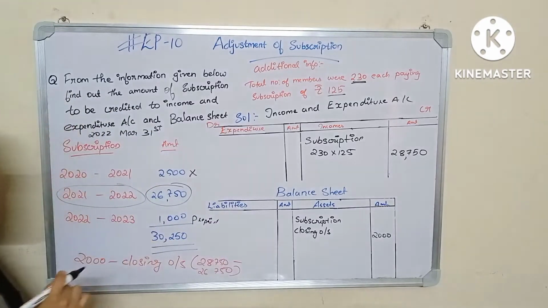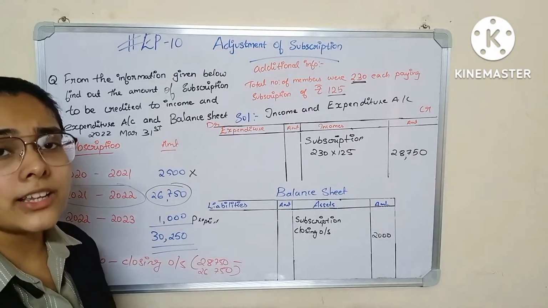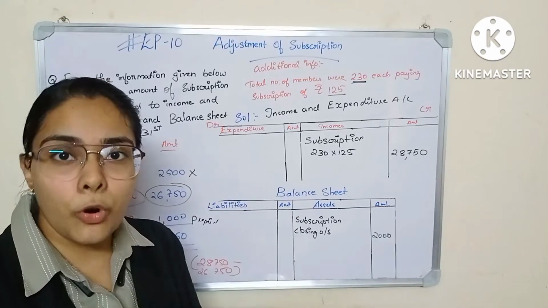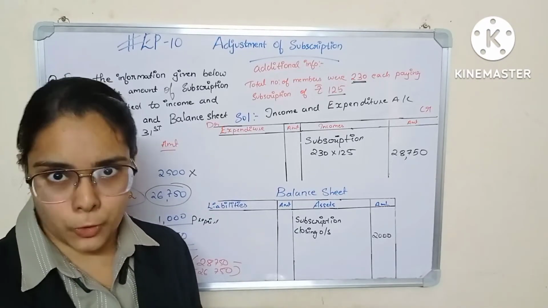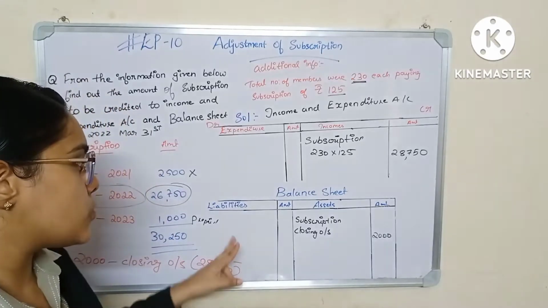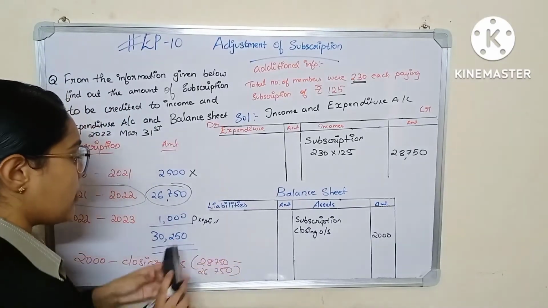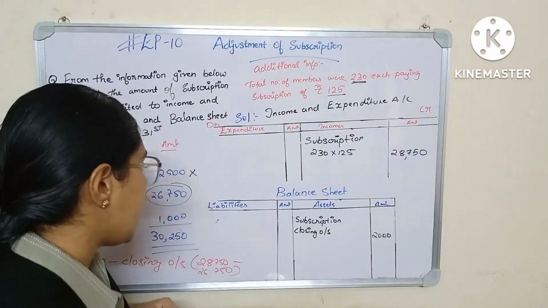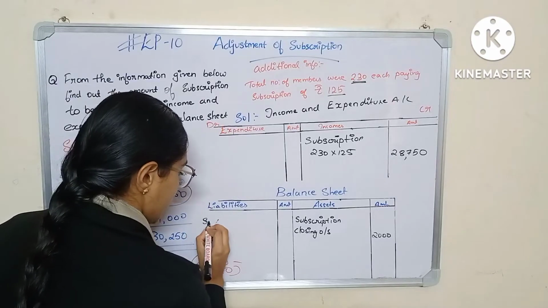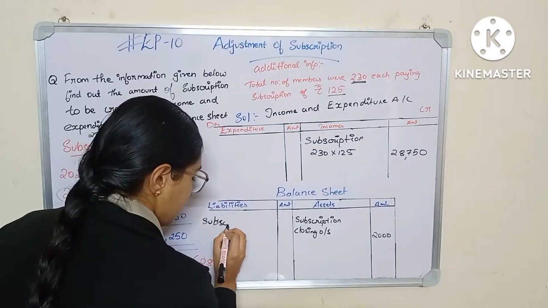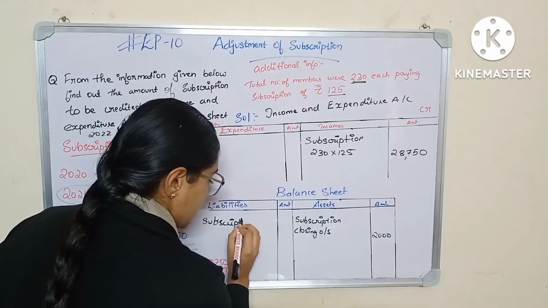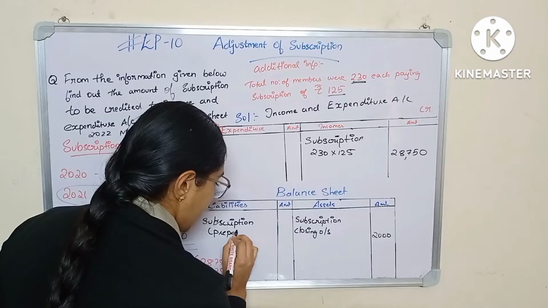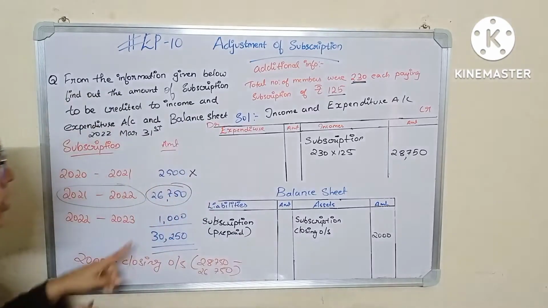So where will you show that? Any income that is received earlier, before it becomes due, is a liability for you. So you will show that on the liability side. You go to the liabilities and write subscription prepaid. It is prepaid for next year or the coming year. So how much is the amount? 1,000.